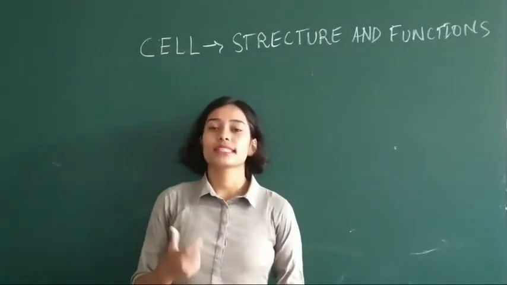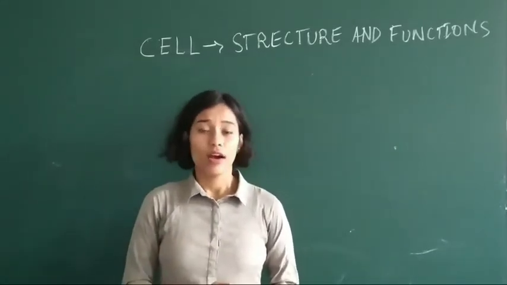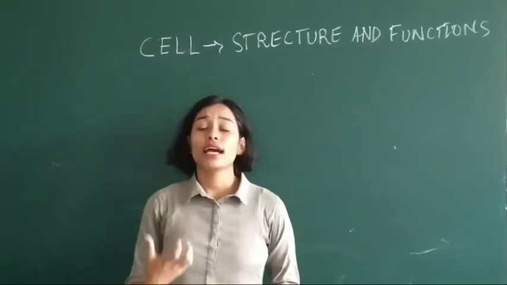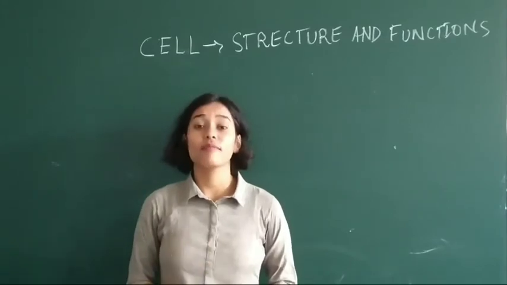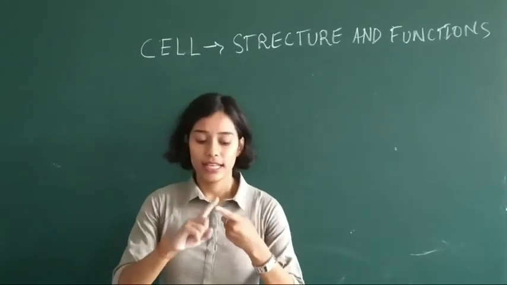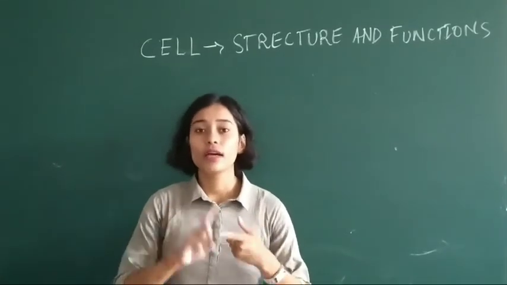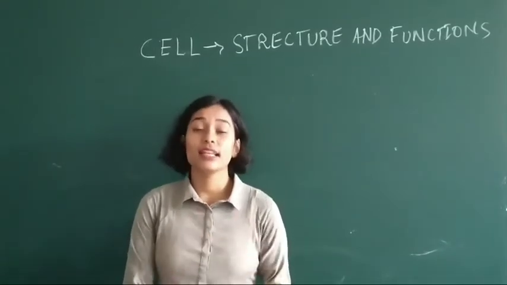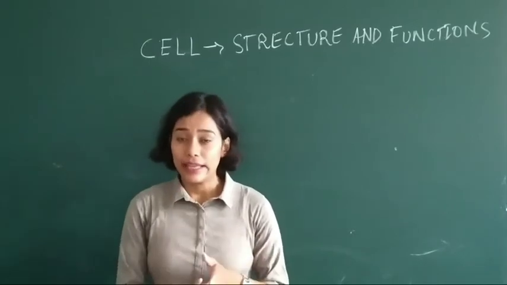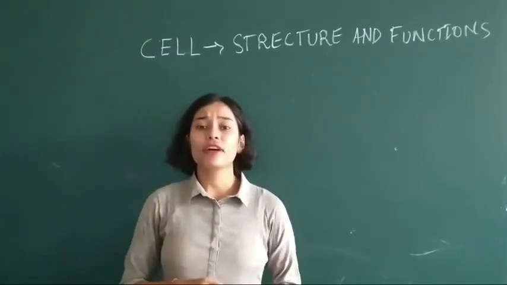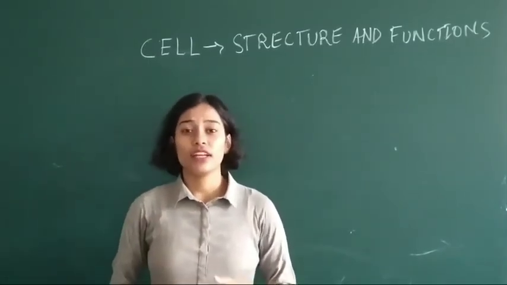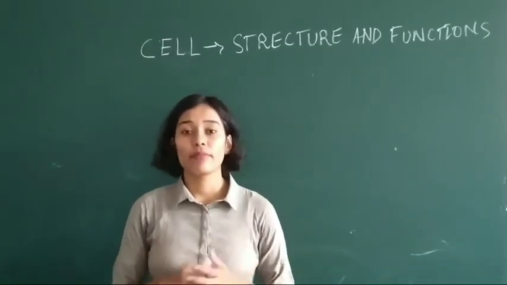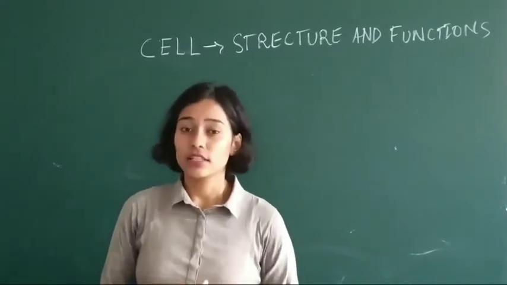Now we will discuss cell structure and functions. Already you have studied in class 7 that our digestive system comprises many organs, is it not? Starting from mouth, stomach, esophagus, small intestine, large intestine, anus. And they have different functions, is it not? In the stomach, digestion takes place. In our mouth, saliva breaks down the carbohydrate.